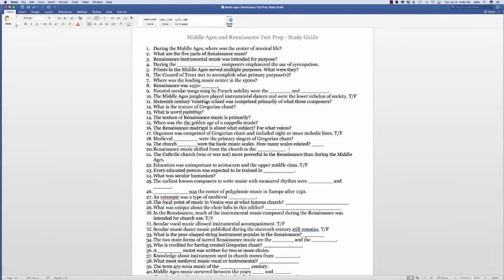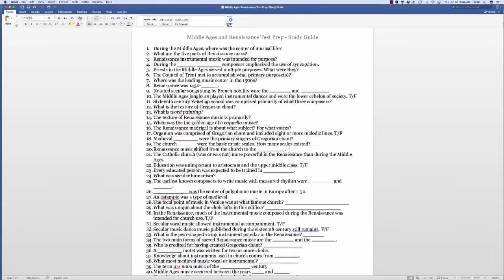Where was the leading center of music, or the music center, in the 1500s? It is Italy. Italy became a leading music center during the 16th century. The 16th century would be the 1500s. Dates for that was 1450 to 1600.